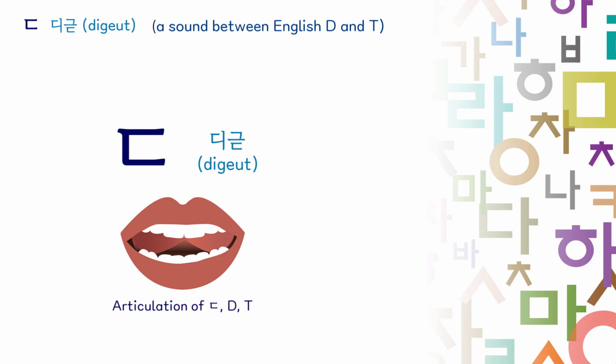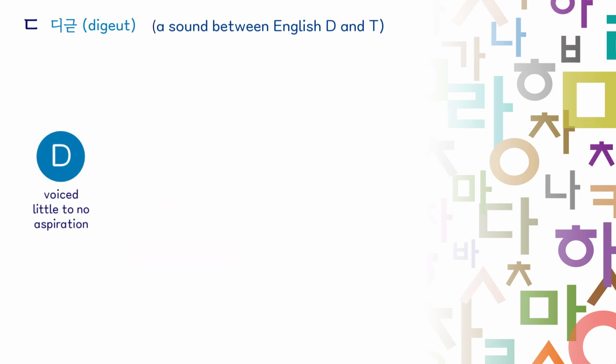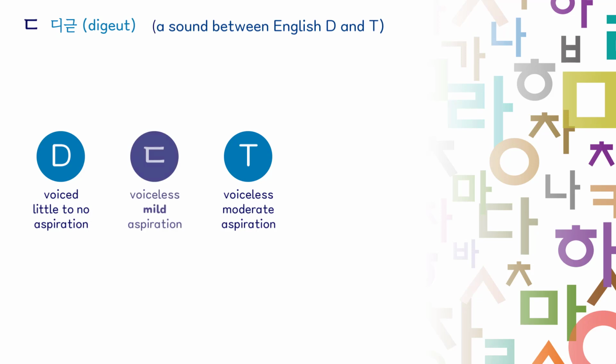The initial position is with the tip of the tongue just behind the upper front teeth. However, D is a voiced sound with little to no aspiration, and T is a voiceless sound with moderate aspiration. And 티귿 is a voiceless sound with mild aspiration, and this mild aspiration gives 티귿 a hint of T sound. So it's T, T, T.